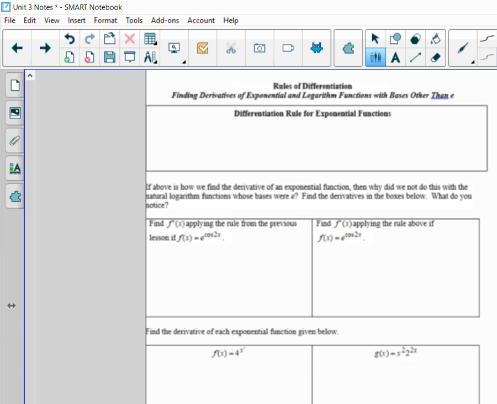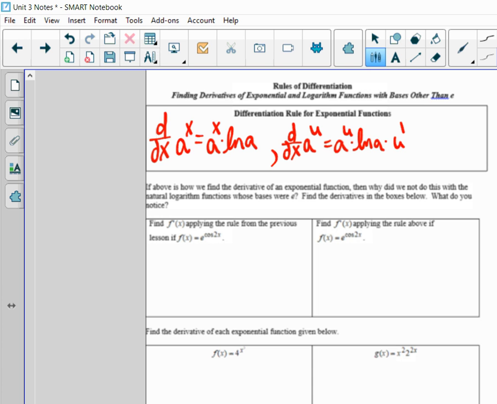Derivative of an exponential function with a base other than e. If I have the derivative of a to the x, that's going to be a to the x times ln of a, the ln of the base. Just like e to the x, if there's something up there besides x, you have to do the chain rule. So for a compound function, like the derivative of a to the u, where u is a function, it would still be a to the u times ln of a times u prime.